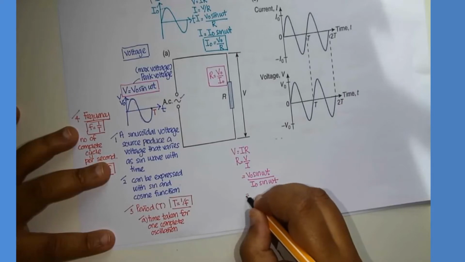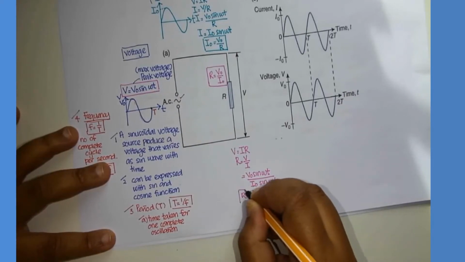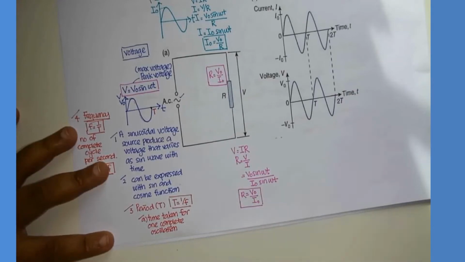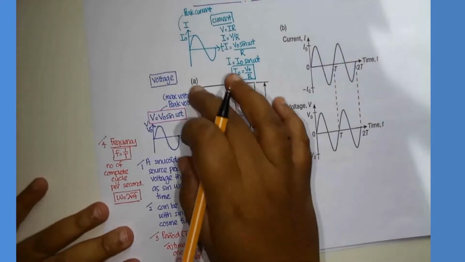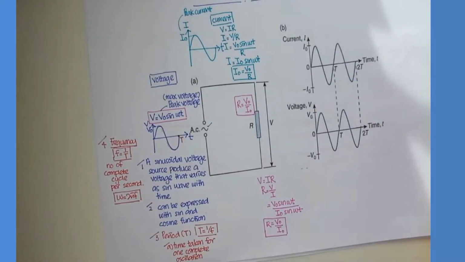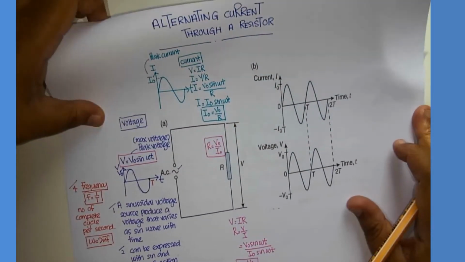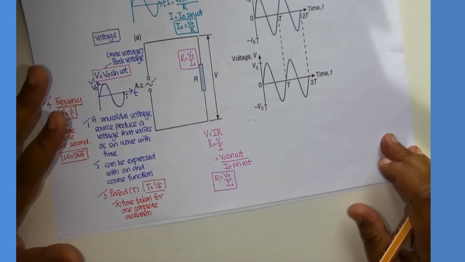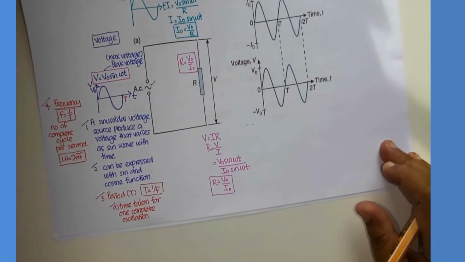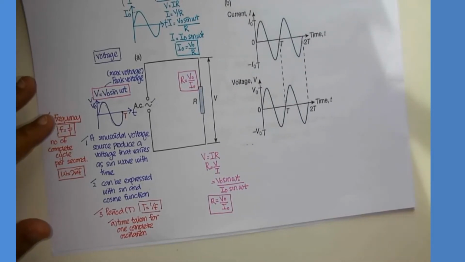So we get R equals V naught over I naught. We also can say it this way. Alright, so now we already analyzed the graph in respect of its voltage, the current, and the resistance. So what we are going to do now is go for our next point, which is to compare current and voltage.